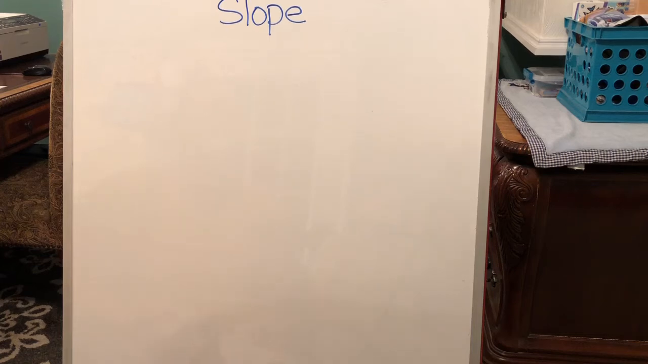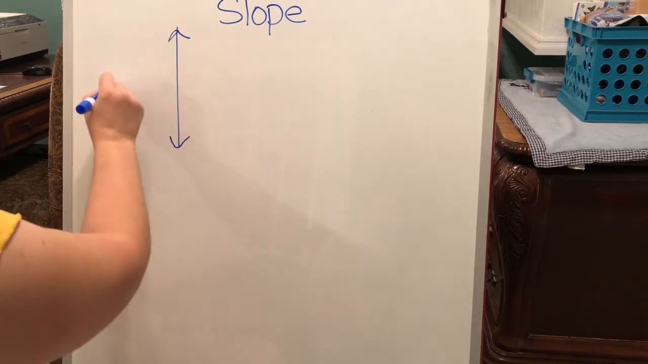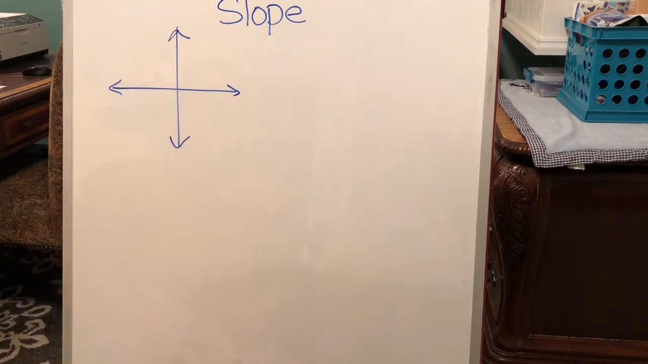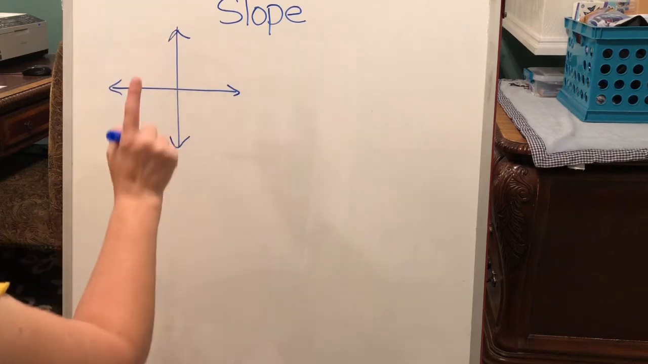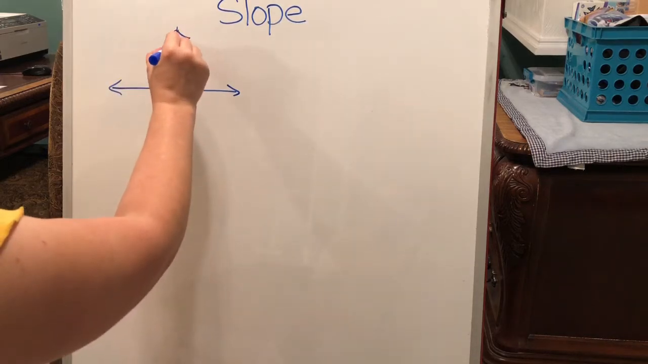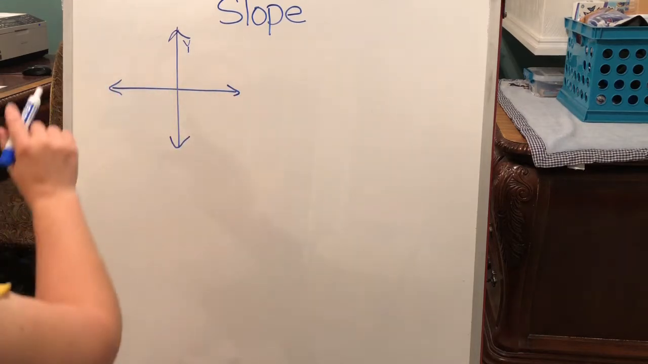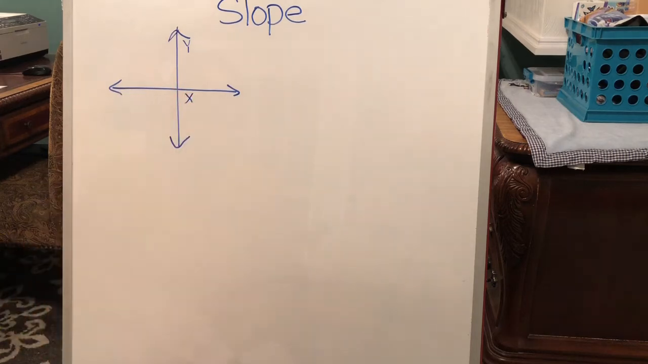Okay, we're going to learn all about slope for pre-algebra or 8th grade math. All right, you've probably already learned this before, but we have a graph. And the line that goes up and down, or vertical, we call the y-axis. And the line that goes left to right, like the horizon, we call the x-axis.